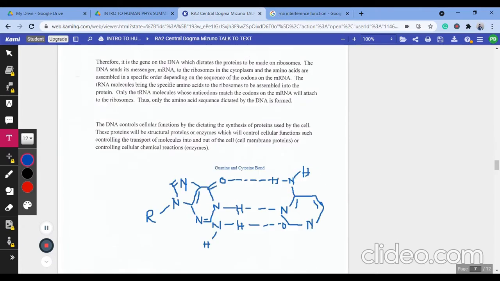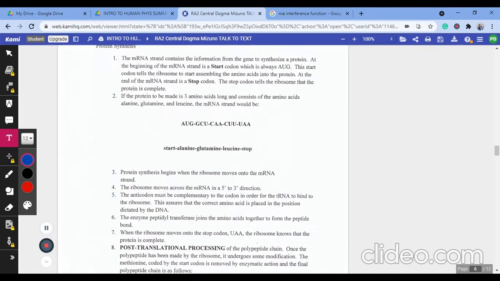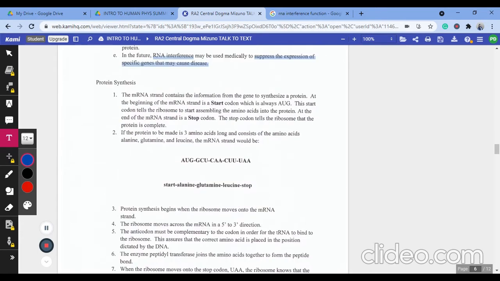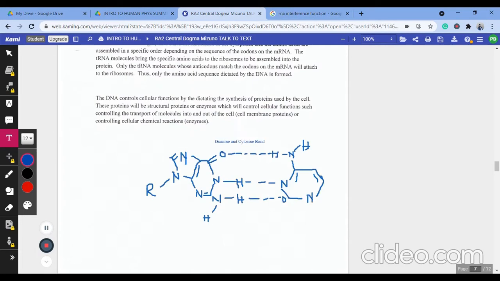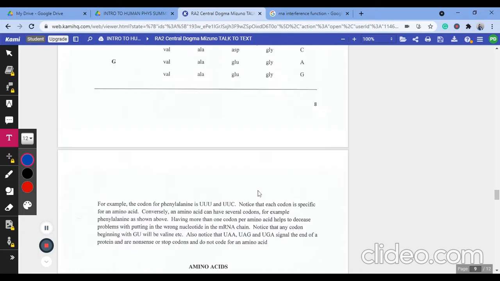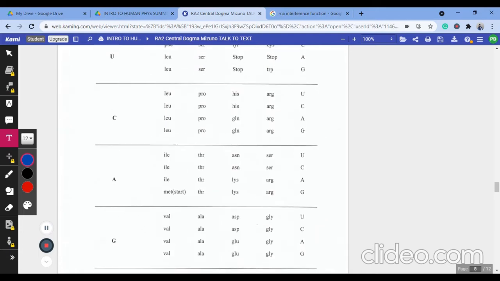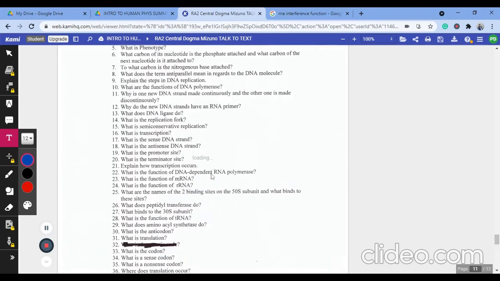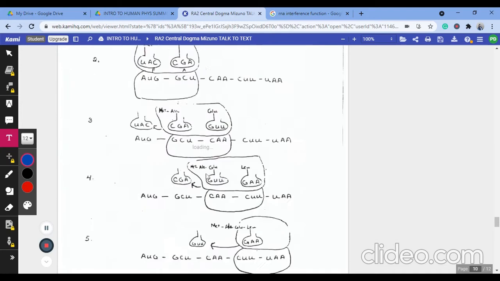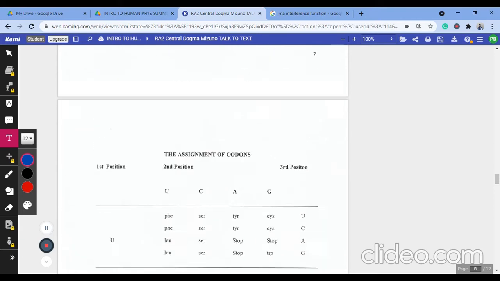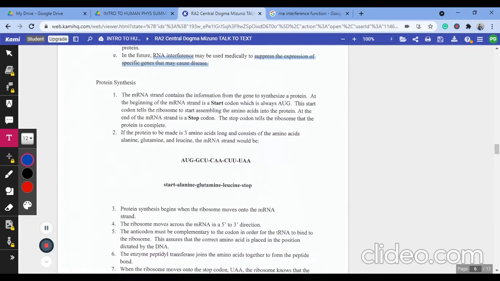So I guess we can move on to protein synthesis, the last part, at least for this section. And I might still have to check this out, but okay.